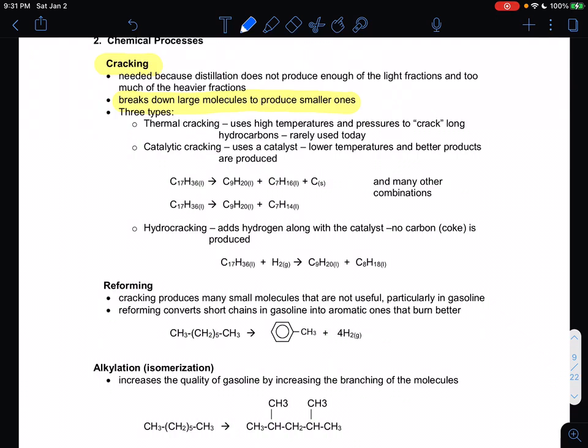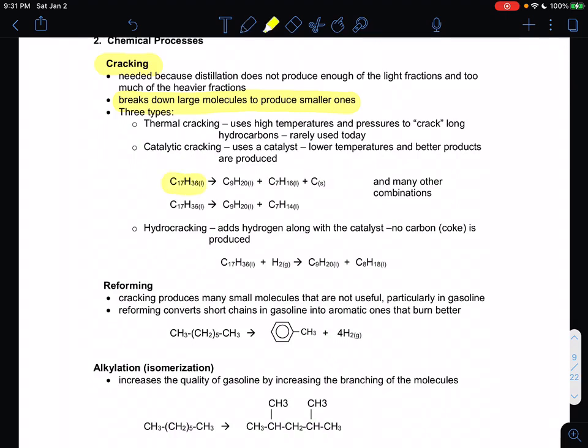Catalytic cracking uses a catalyst. If you remember from thermochemistry, a catalyst will sometimes reduce the temperature needed in chemical reactions to help speed things along. And so you end up having a safer reaction and also better results. So here are a couple of examples. And remember, these are balanced equations, so the number and type of atoms should match before and after the arrows.